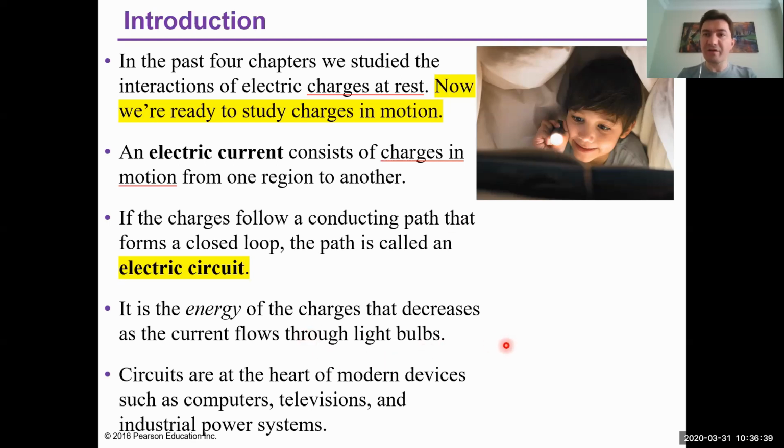And what is the importance of this chapter? So this is the basis of more or less all other forthcoming chapters. Circuits are at the heart of modern devices, such as computers, televisions, integrated circuits, industrial power systems. Every modern device contains integrated circuits.